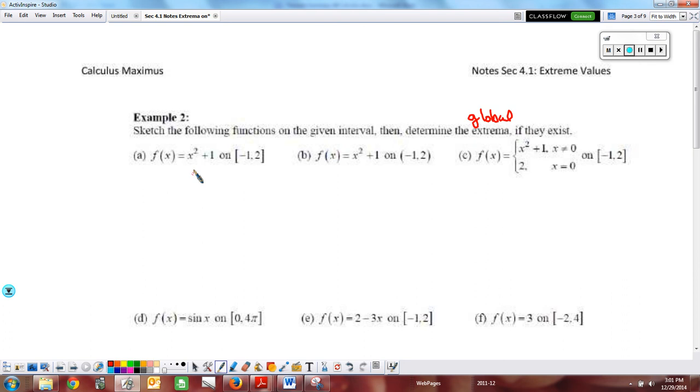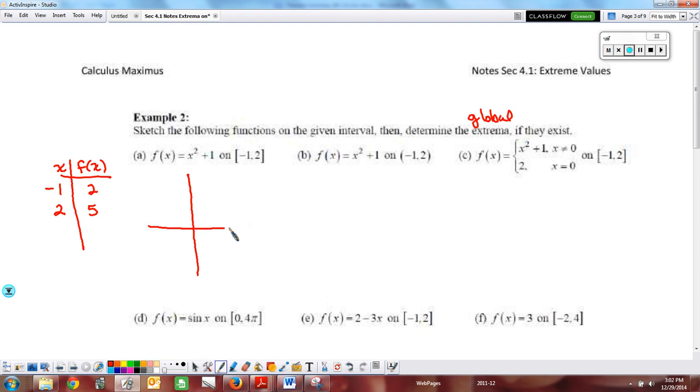Okay, so we want to graph this on the interval, so it might be important to calculate the y values of our endpoints. We know what this function is. The function is essentially a parabola that's been shifted up one. So when I calculate my endpoints, I'm going to put in my -1. -1 is going to give me 2. And then I'll put in my 2. 2 is going to give me 4 plus 1, 5.